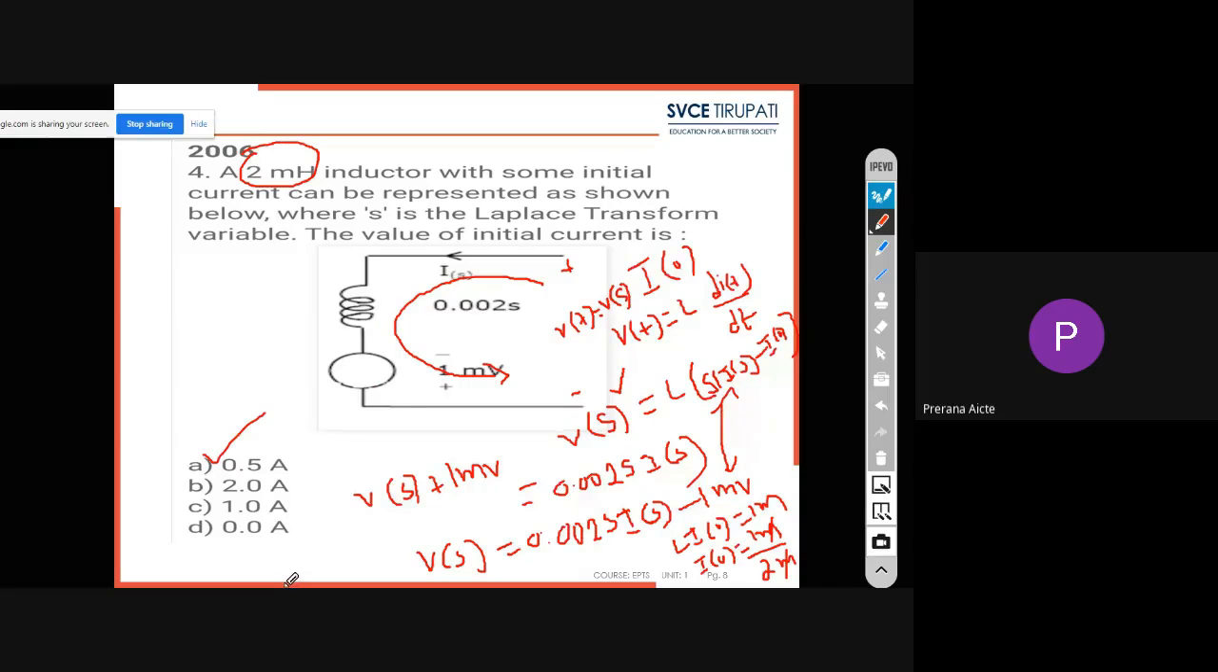Just I am writing one equation. This equation should be in the form of V of S equal to Ls into I of S minus L into I of 0. Just L into I of 0 equal to 1 milli. Then I of 0 equal to 1 milli by L. This is 0.5 amps. Is it okay? Yes, sir. So this is a simple thing. Once you know the equivalent Laplace equation, we can compare this equation with the conventional equation. We can get this I of 0 value.